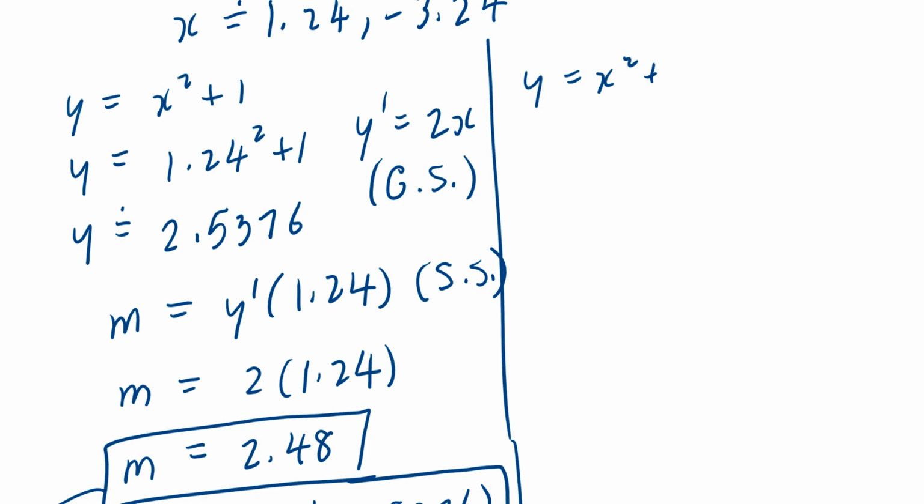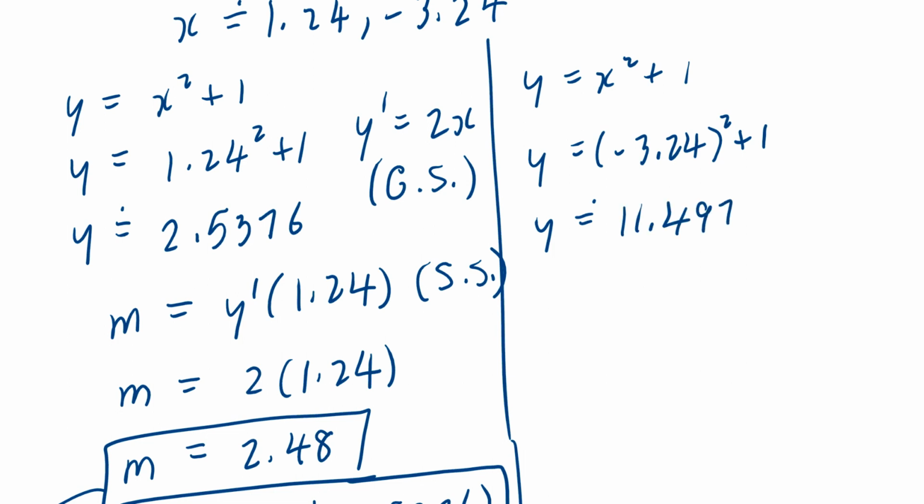One more time. y equals x squared plus 1. My goal is to find the corresponding y value, given that x is going to be negative 3.24. So I'm going to plug it back in. I'm going to take my calculator and work it out. So again, negative 3.24, square this, plus 1. In the display, I see the following number, 11.4976. And again, remember, the general slope, y prime, is going to be 2x.